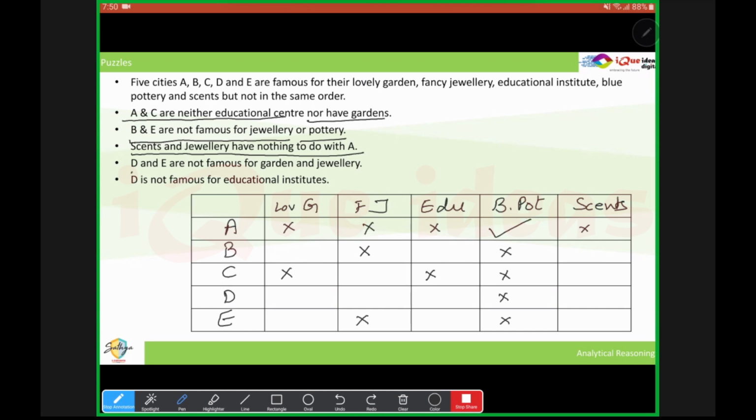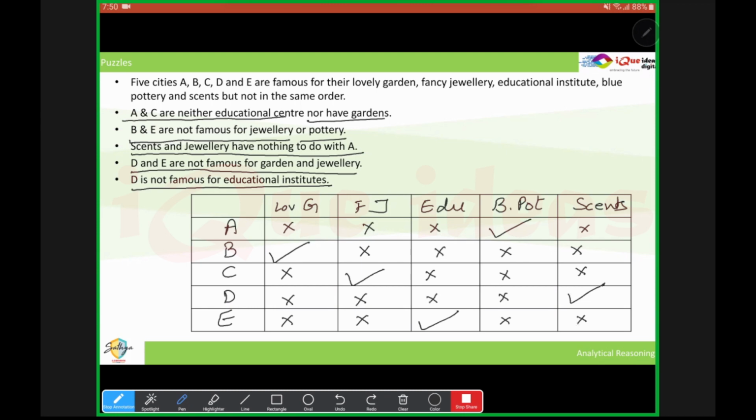Next, D and E are not famous for garden and jewelry. So D and E, no garden, D and E, no jewelry. Now again, lovely garden, only B is left. So cross out the row. And fancy jewelry, only C is left. Cross out the row. Last, D is not famous for education. So D, education eliminated. So D automatically goes with scents. Eliminate the column. Education automatically goes with E.